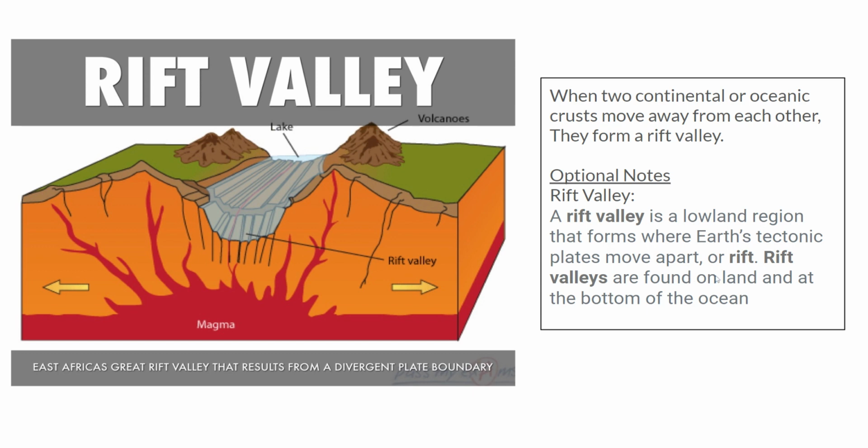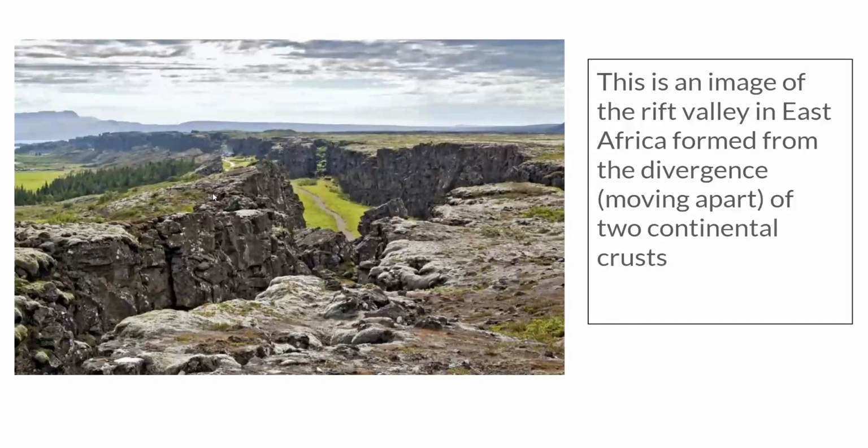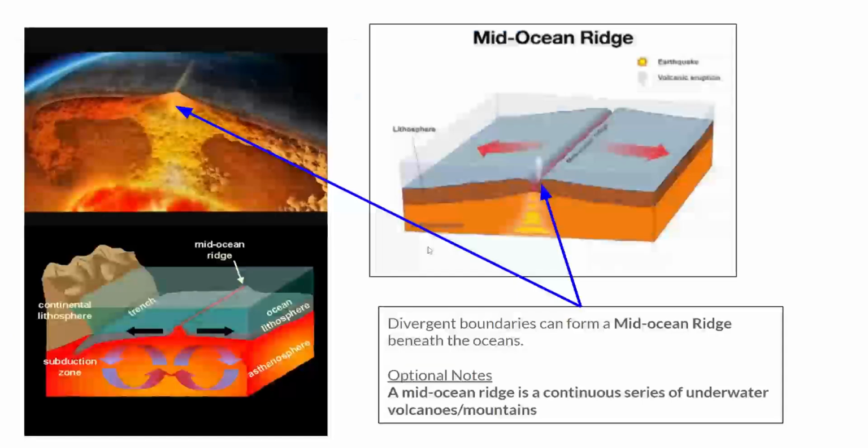And it can happen in the land as well as the ocean. So when two continental or oceanic crusts move away from each other, we form another type of dip, and this is called a rift valley. And this is an image of the East African Rift Valley, as you can see here.